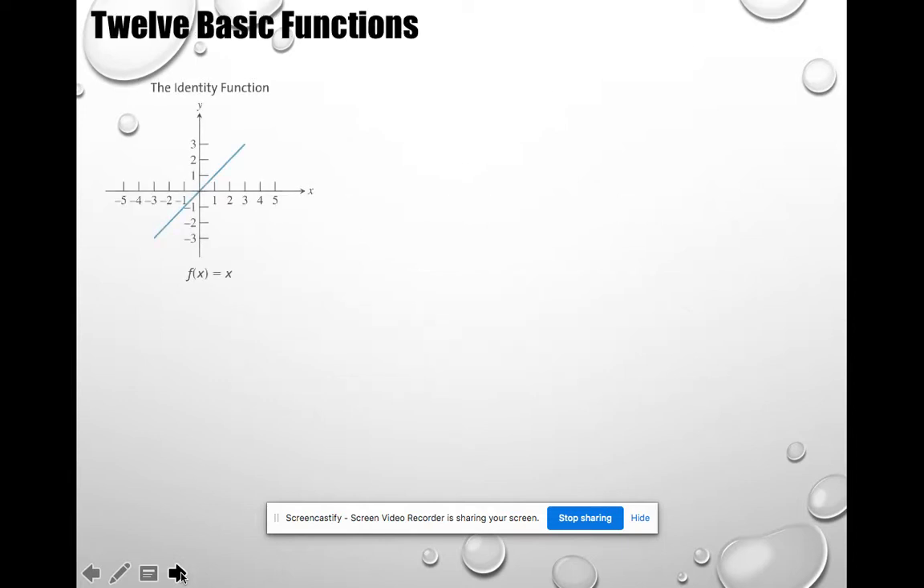So here is the first one, the identity function. We call this the identity function because it looks like y is the same as x. In other words, when the domain is 1, the range is 1. When the domain is 2, the range is 2, and so on and so forth. So the domain is the range, y equals x, which is a linear function, passes through the origin, cuts quadrants 1 and 3 at a 45-degree angle. So that's your basic linear function.